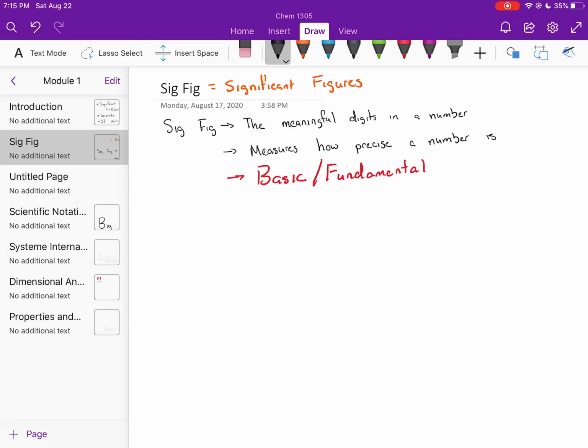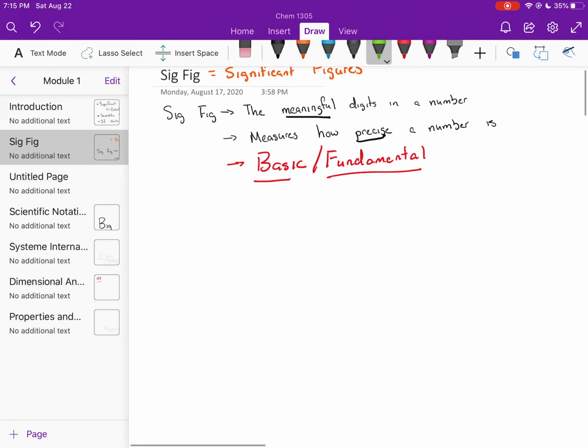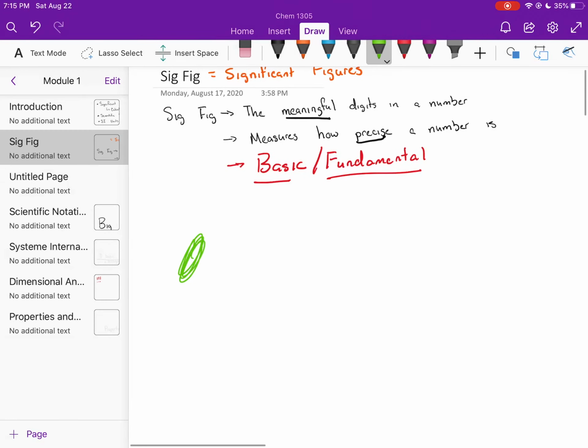So what are significant figures? Significant figures are the number of meaningful digits, and I'll get to that in a moment. It also measures how precise a number is. This is actually the most basic and the most fundamental thing you have to learn in chemistry. Without significant figures, you can't really progress too well. So what do I mean by meaningful digits and preciseness of a number?